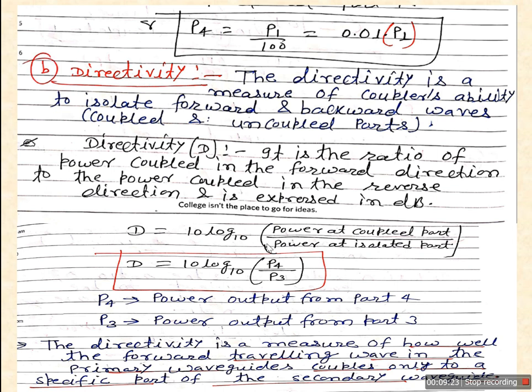Directivity totally depends upon the secondary waveguide's parameters, that is the power at isolated port and power at coupled port. So the definition is D is equal to 10 log 10 power at coupled port upon power at isolated port. Directivity is a measure of how well the forward traveling wave in the primary waveguide couples only to a specific port of the secondary waveguide. It tells about the ability to isolate forward and backward waves, or you can say the coupled or uncoupled ports.